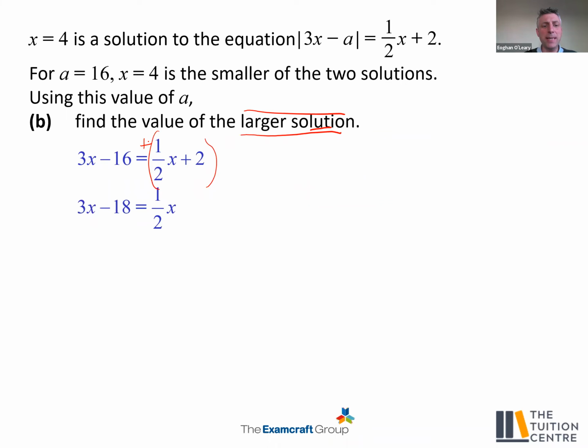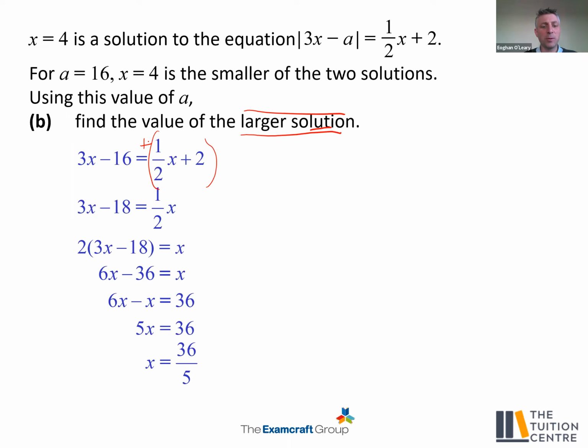So we get 3x minus 16 is equal to a half x plus 2. 3x minus 18 is equal to a half x. Multiply both sides by 2. So you get 2 times 3x minus 18 is equal to x. 6x minus 36 is equal to x. 6x minus x is equal to 36. 5x is equal to 36. You get x is equal to 36 over 5. What's that? That's 7.2, isn't it? And that is, of course, larger than x equals 4. So we'll be feeling confident that we're on track, and we have another 10 marks.